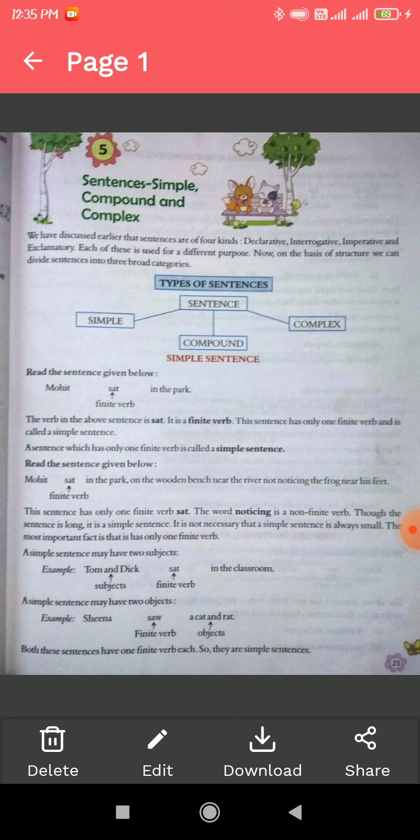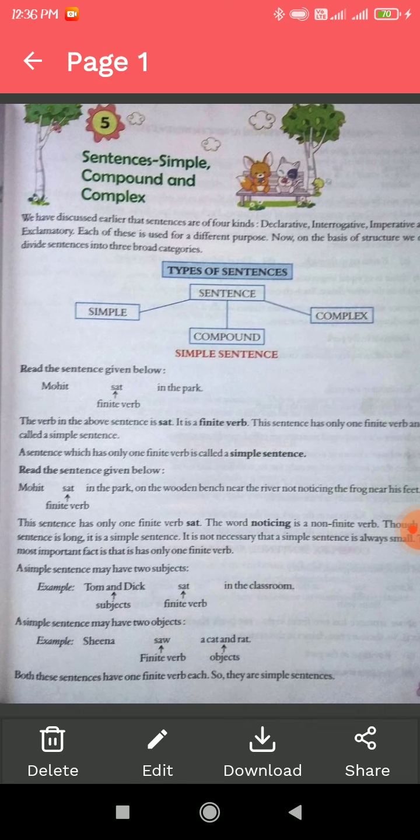Students, in the first chapter we had discussed the sentence, the definition of the sentence: a group of words that makes complete sense is called a sentence. And there are four kinds of sentence: assertive, imperative, exclamatory, interrogative. Four kinds of sentence we had discussed in the first chapter. But in this chapter we will discuss types of the sentence. Here we can see simple, compound and complex sentence.